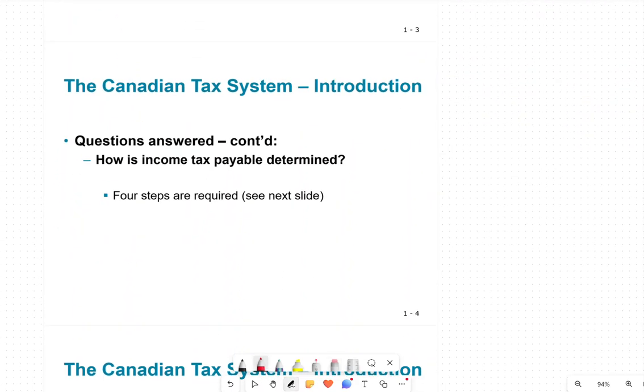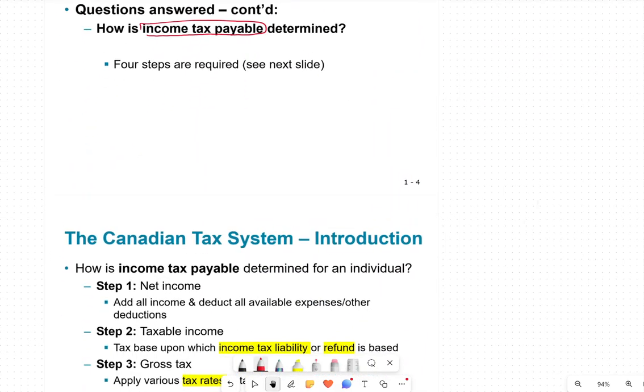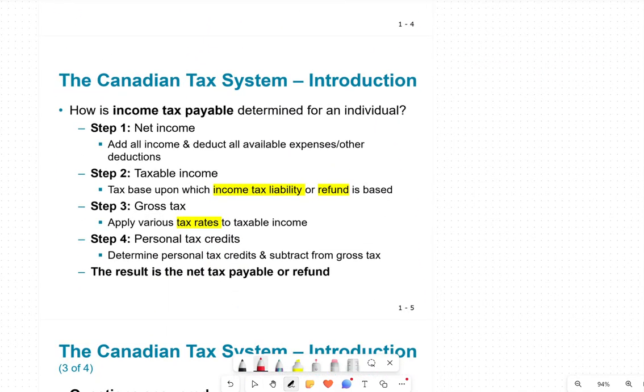Going to the second question, how is income tax determined? How do we know how much income tax to pay? There are 4 steps to follow. Our first step is we add all the income. The word here is all the income, and deduct all the available expenses. You have income, so you deduct the expenses, and that we call the net income.